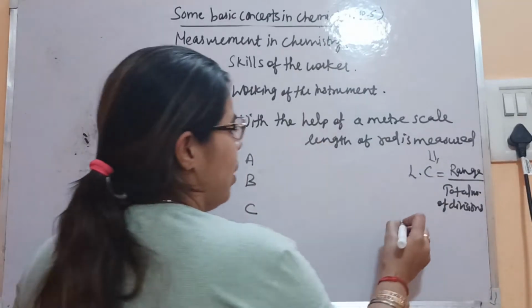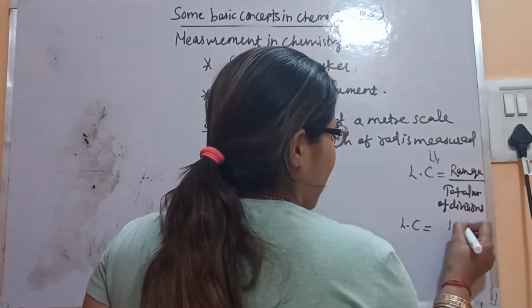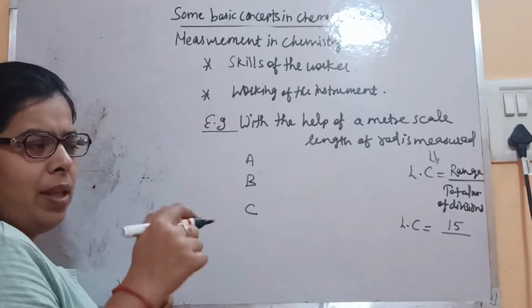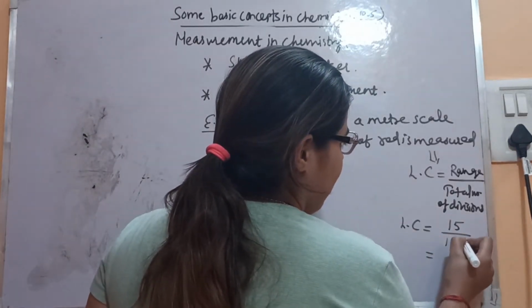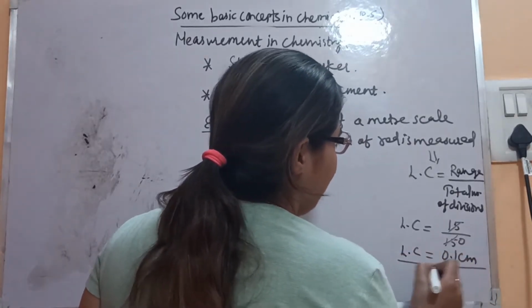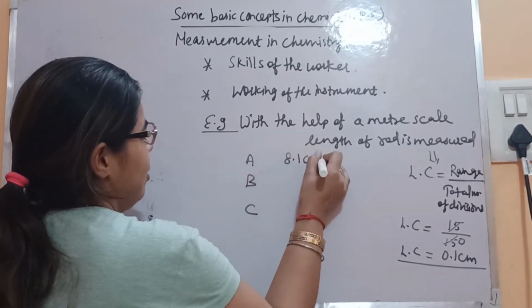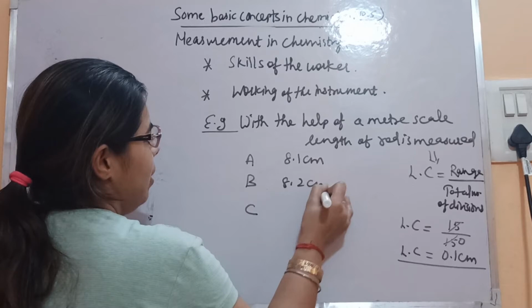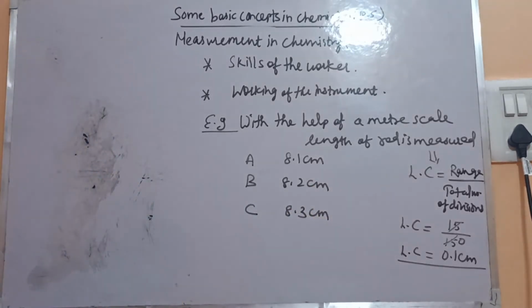Suppose we have taken the small scale of 15 centimeter. So the range is 15 and the number of divisions between that is, I think, 150 in total. So 0.1 centimeter is the least count of that scale. Fine. So let's say person A has reported the result 8.1 centimeter, B has reported 8.2 centimeter, and C has reported 8.3 centimeter. Now let's see who has measured the length of the rod or the length of the wire.